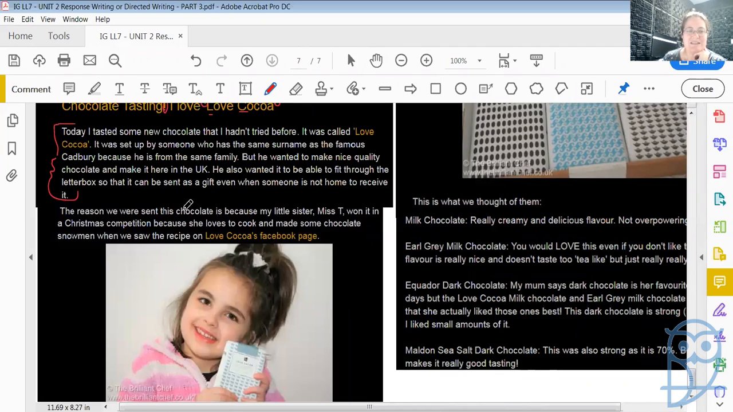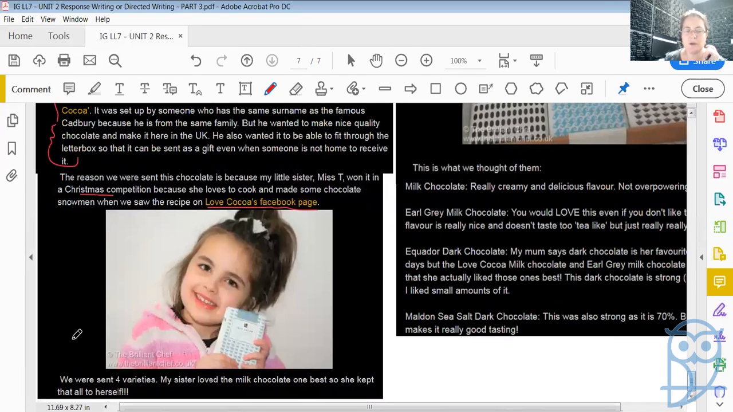The reason we were sent this chocolate is because my little sister, Miss T, won it in a Christmas competition. Oh, really? Because she loves to cook and made some chocolate snowman when we saw the recipe on Love Cocoa's Facebook page. Okay, so they justify why they're looking at the brand, but they'll still have been enticed in some way, I'm sure, to promote this brand. We were sent 4 varieties. My sister loved the milk chocolate one best, so she kept that all to herself. And look at all these exclamation marks, 3 in a row.